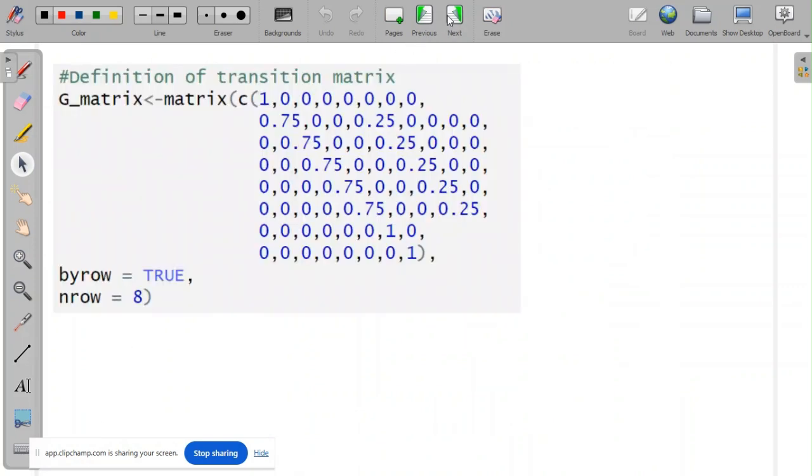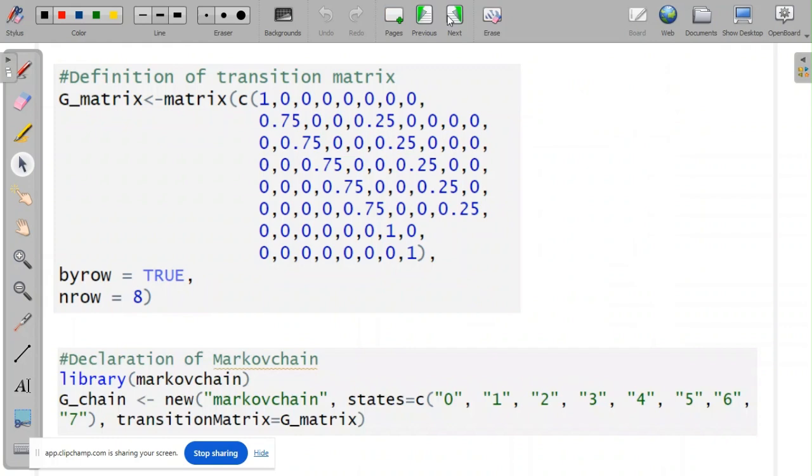So moving on to the code, this is how we'll define this 8 by 8 matrix. We'll list all elements row wise and specify the number of rows as 8. And we'll declare the Markov chain. I call this Markov chain the G chain, as being the gambling chain, and the matrix as the G matrix.